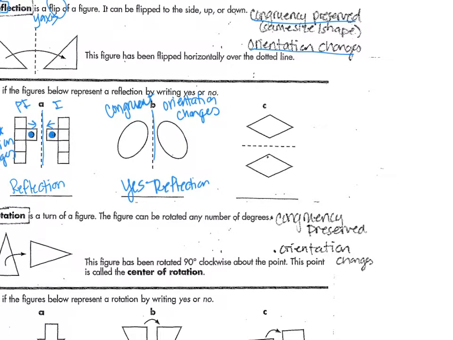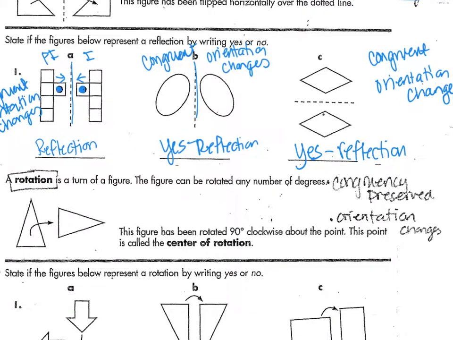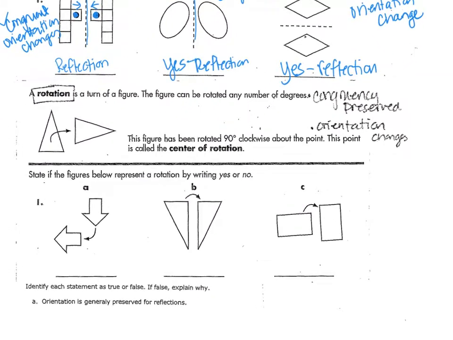C, same thing, it's kind of hard to tell. I guess it could be a translation, but just for the vocab purposes, we're going to say yes, it's a reflection. And does the size change? I don't think so. It doesn't look like it. So it's congruent. Anytime you have a reflection, the size is not going to change, but the orientation will change. And even though I know the shape is hard to tell because it's not labeled, if you have a reflection, the orientation is changing. Same thing with a rotation.